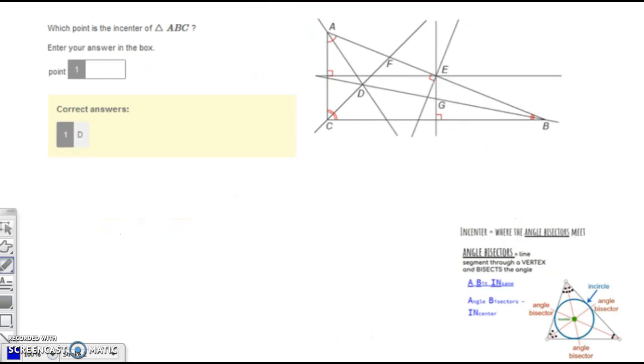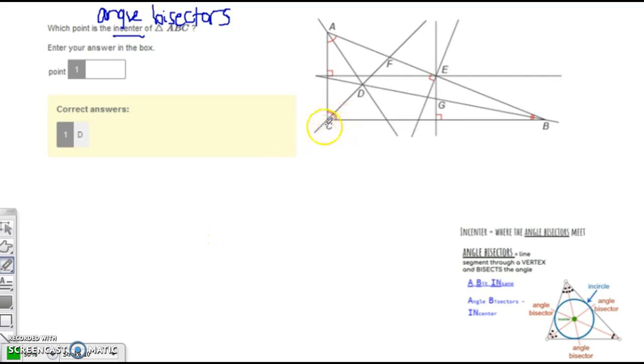Okay, this is the last one. It says, which point is the in-center of triangle ABC? So I'm going to go back to my rap. People be crazy, a bit insane. A bit insane tells me that the angle bisectors create that in-center. So I'm basically going to look for and highlight any of the angle bisectors I see.